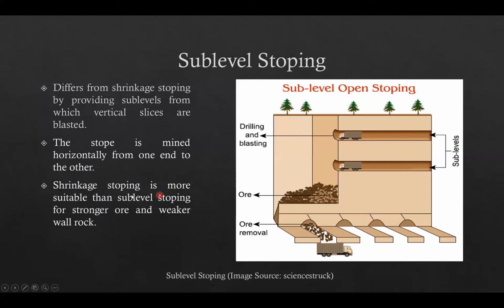Shrinkage stopping is more suitable than sublevel stopping if we have stronger ore and weaker wall rock.